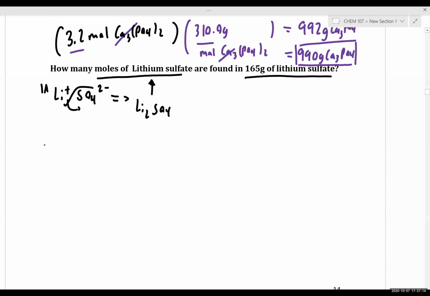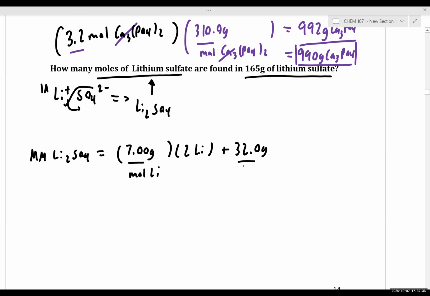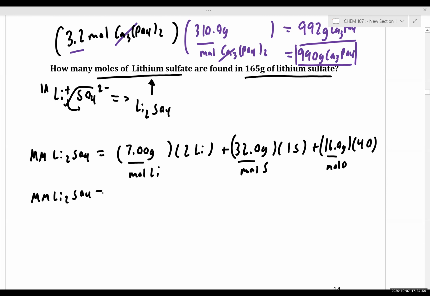Okay, so let's look at this example. So first we need to calculate the molar mass of lithium sulfate. So we have 7.00 gram per mole of lithium, and we have 2 lithium atoms in our formula. We have a mass of 32.0 gram per mole of sulfur, and we have 1 sulfur atom. And we have 16.0 gram per mole of oxygen, and we have 4 oxygen atoms. That gives us, for our molar mass of lithium sulfate, 7 times 2 plus 32 plus 16 times 4. That in turn gives us a molar mass of 110.0 gram per mole of lithium sulfate.